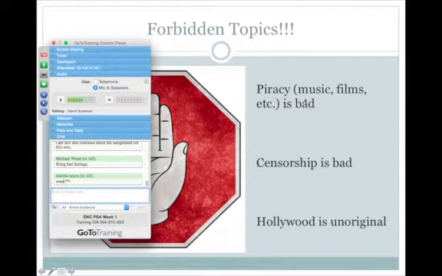I'm not completely against the idea if you can do something interesting with this topic, but I just get so tired of seeing a dozen or more music students or film students addressing the issue of piracy. I think most people know about that issue already. Censorship is bad kind of falls under the same category. Hollywood is unoriginal: someone mentioned earlier in the chat that some of these sound like opinions, and yeah, this last one doesn't really work because it's rooted in personal opinion, right?